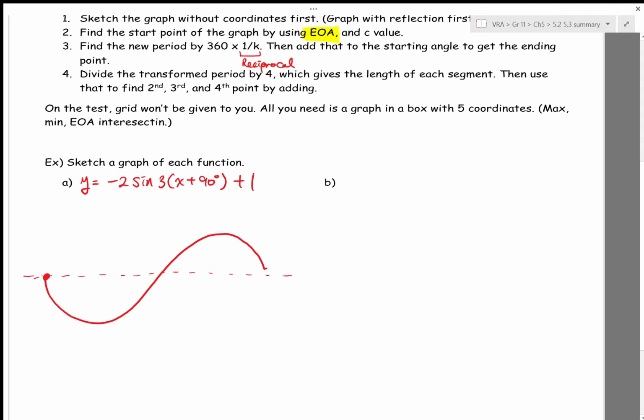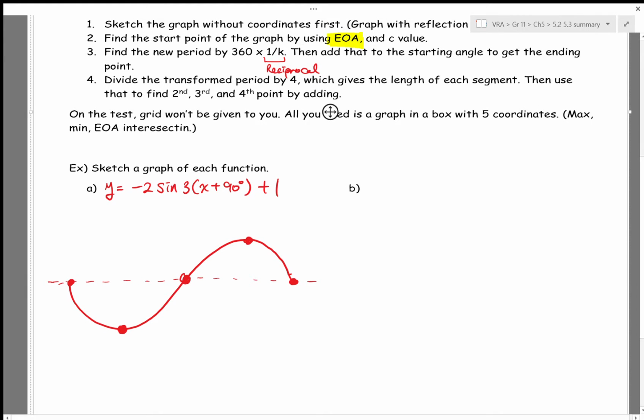I'll just go like that, okay? There are 5 points that I show, and these are the 5 points that you have to show me. We know the amplitude is 2, K is 3, C is -90, because C is always the opposite of whatever you see inside the brackets, and D is 1.